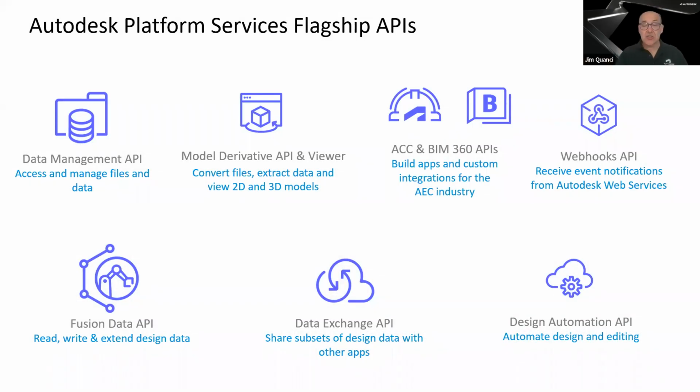Okay, these are the services. These are the primary, kind of the big 7. So data management, moving files around, Model Derivative API and Viewer. So that's taking any of the 70 file formats and making something you can view, and also getting the data, the metadata, whether you call it attributes, parameters, properties, out. There's the Autodesk Construction Cloud and BIM 360 APIs. There's webhooks, the Fusion Data API.